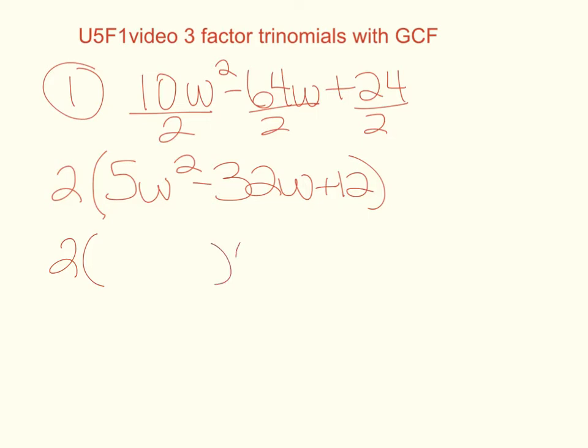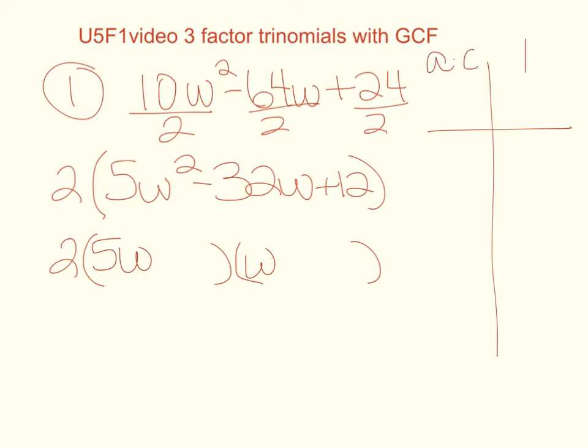So I'm going to do my two parentheses. I'm going to split up my 5w. Remember, it's prime, so it's going to be 5w and w. So I have my chart. Remember, this is a times c, and this equals b. So a times c, 5 times 12, is going to be 60, and my middle term is negative 32.